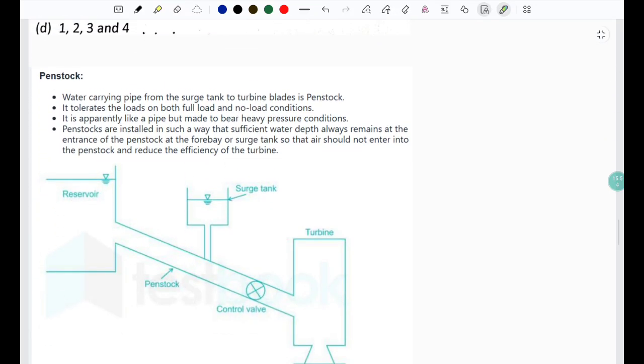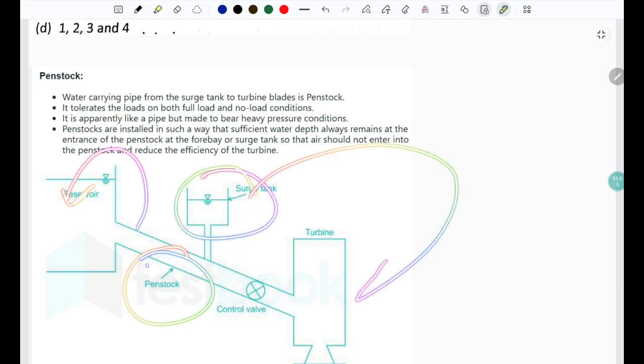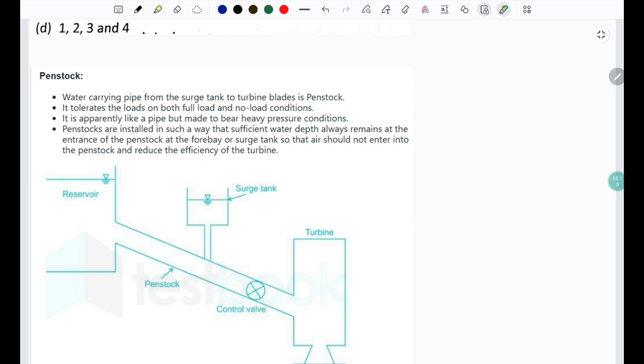What is a penstock? It is nothing but a water carrying pipe which carries water from the reservoir or the surge tank to your turbine or turbine blades. It tolerates the loads on both full load and no load conditions. It is apparently like a pipe, but it is made to bear heavy pressure conditions. Penstocks are installed in such a way that sufficient water depth always remains at the entrance of the penstock, at the forebay or at the surge tank, so that air does not enter into the penstock and reduce the efficiency of the turbine.